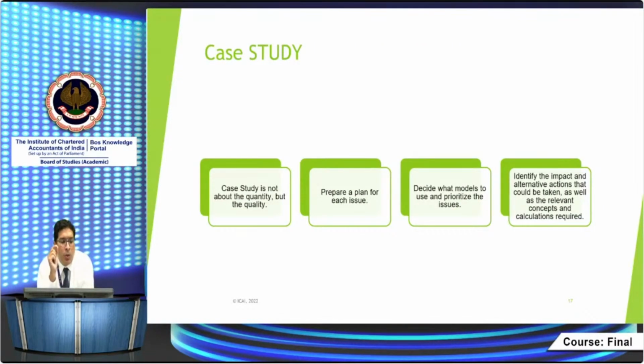Case study is not about quantity but the quality. Here, quantity is not important. Again, I am saying to you, quantity is not important, but quality is very, very important. Before this, I have given you example of Porter's 5 forces. There I clearly told you quantity doesn't matter, quality matters.